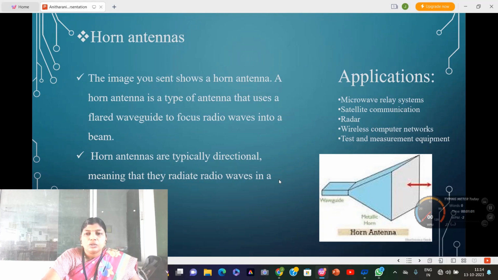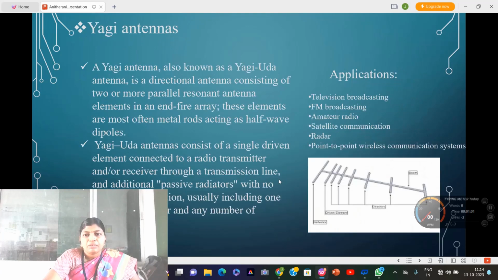Horn antenna. There will be a waveguide and a metallic horn here. This antenna is used with a waveguide to focus the radio waves into a beam. Horn antennas are typically directional, meaning that they radiate radio waves in a specific direction only. Applications include microwave relay systems, satellite communication, radar, wireless computer networks, and test and measurement equipment.